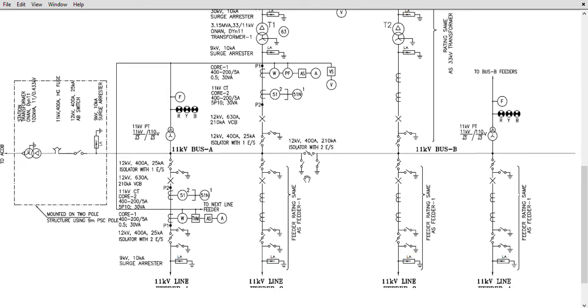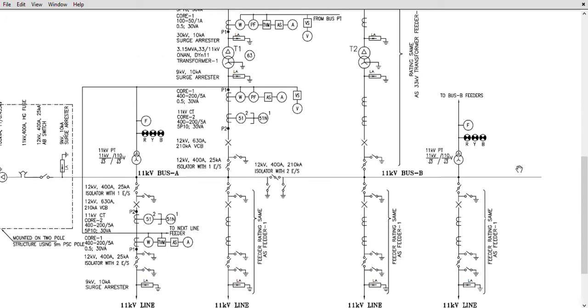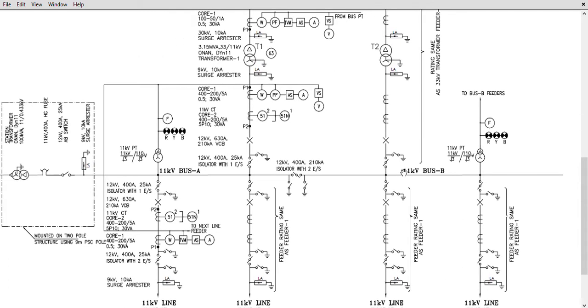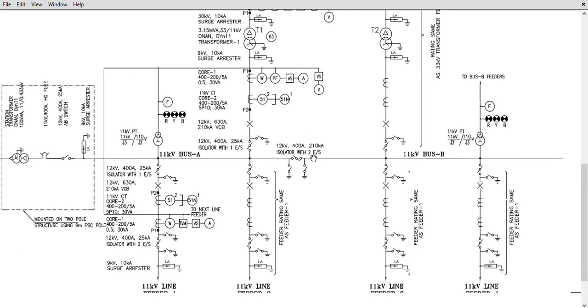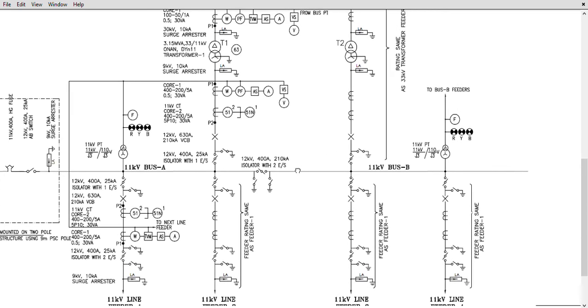The purpose of the sectionalizer is, let's say whenever we want to take the bus for maintenance, if we don't have a sectionalizer in between, what will happen? We'll have to completely shut down the substation. At least with the help of the sectionalizer, we have an option.